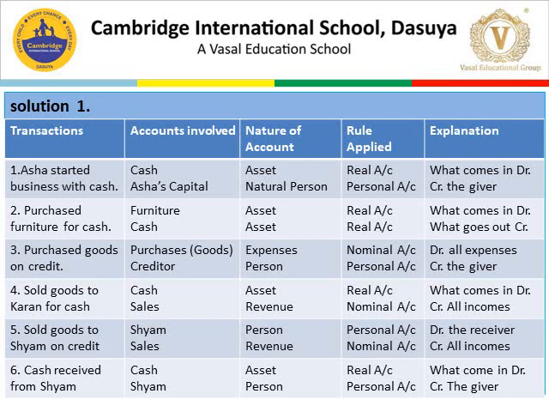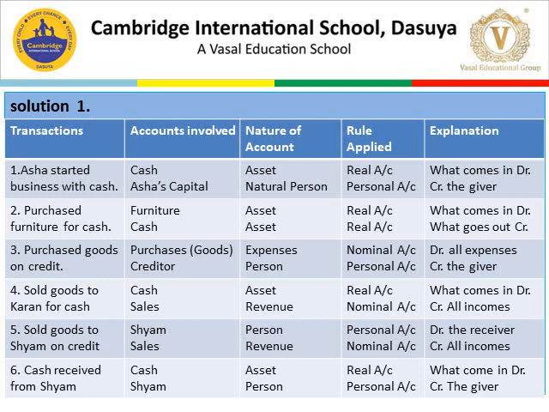Now the nature of account: cash is an asset and capital is Asha's capital, so natural person. Asha is a natural person, and the amount is invested by Asha. The rule applied is for assets, real account, for person, personal account. The explanation is: real account, what comes in, debit, and personal account, credit the giver. Hope you understand the first transaction, how we have solved it.